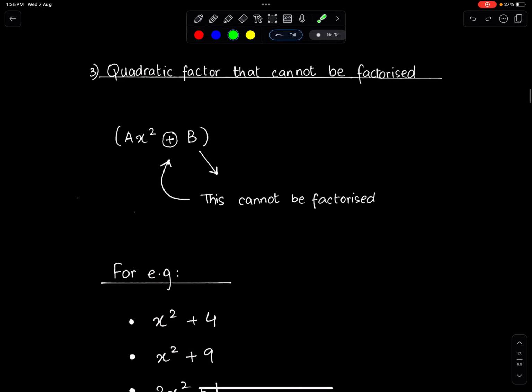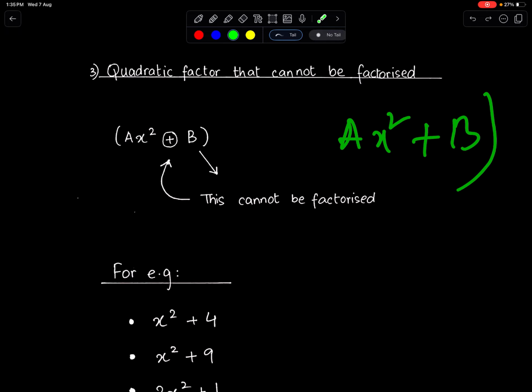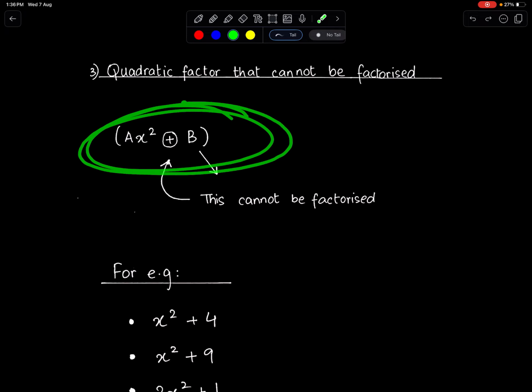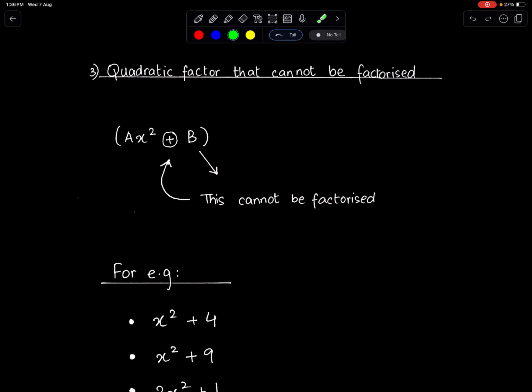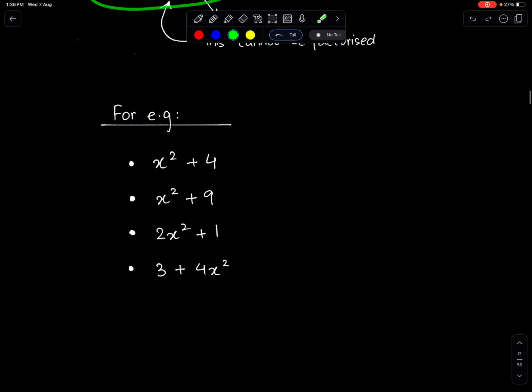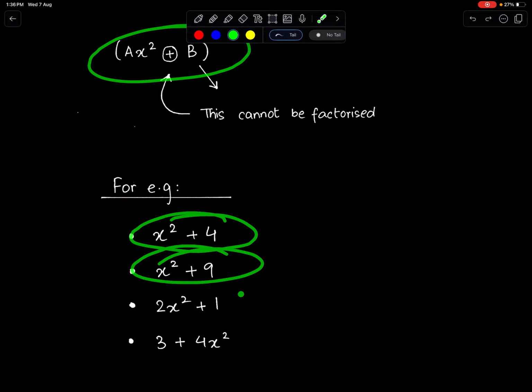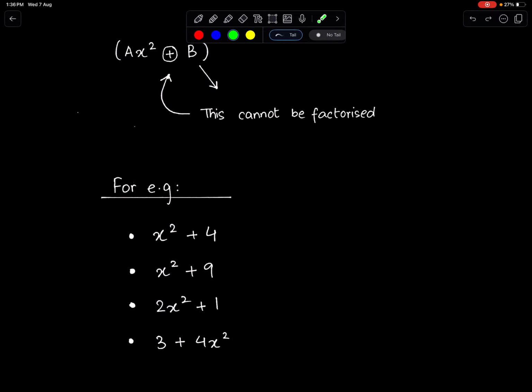Next, quadratic factor. Quadratic factor means that it cannot be factorized. So this is the generalized form, ax square plus b. We must have only two terms, with power of x being 2 and there is a plus sign. Constant, variable x square and plus sign. So factors of these types are known as quadratic factors because these factors cannot be factorized. These are the examples. We cannot factorize these factors. So all these factors are quadratic factors.